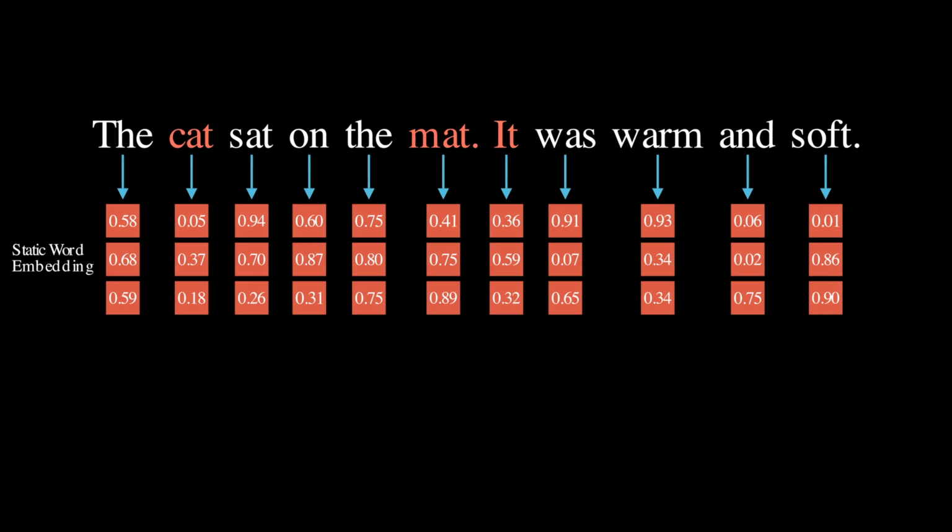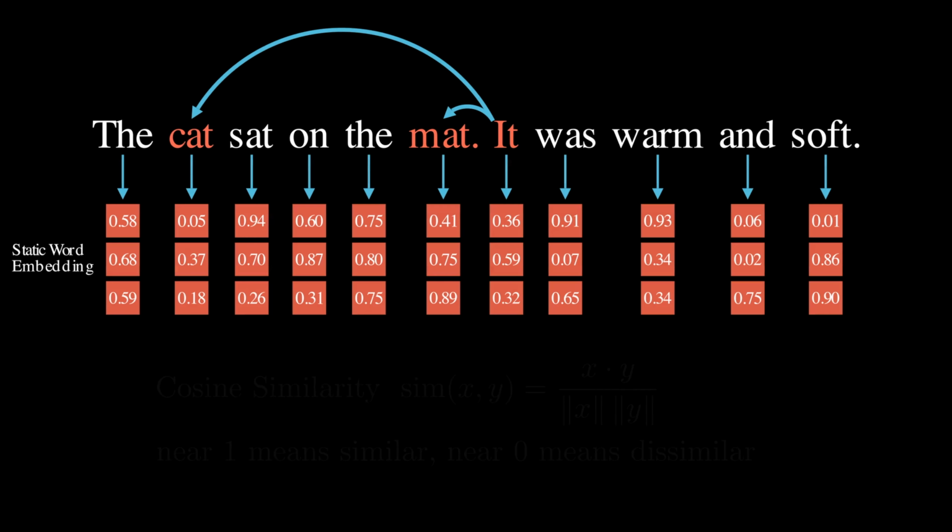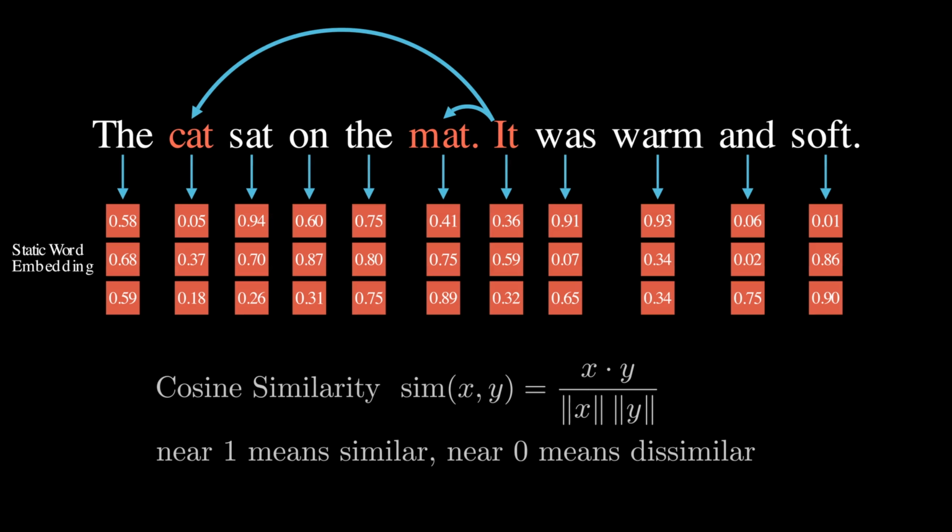Now let's say we stand at the word "it" in the line and we want to find out if it refers to the cat or the mat in the earlier line. For this we use cosine similarity to check the closeness between two vectors x and y. Here x is the vector for "it" and y can be the vector for "cat" or "mat".